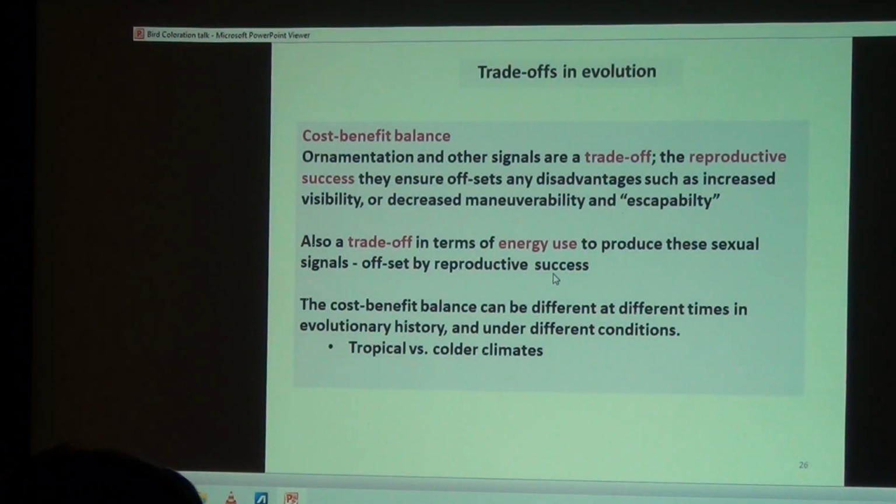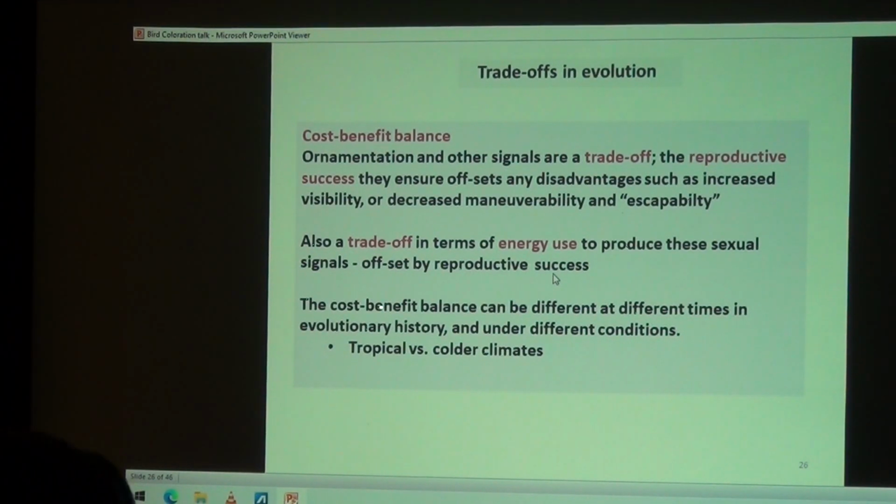Two other important concepts in evolution: trade-off and cost-benefit balance. As Darwin saw, there are some liabilities to these ornamentations, as we discussed, such as increased visibility. But this is offset by their reproductive success, which they have because of those colorations. So it's a trade-off, a cost-benefit balance. And in the balance, the reproductive success, the benefit, outweighs the liability or the cost of these other things.